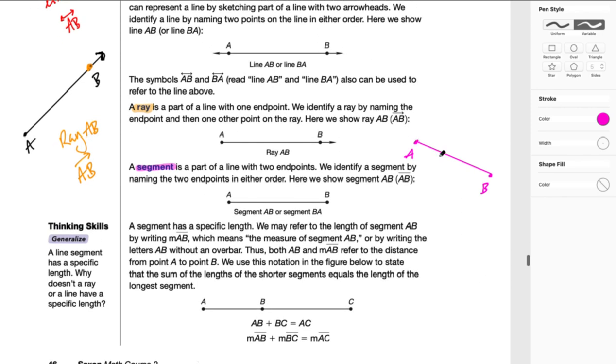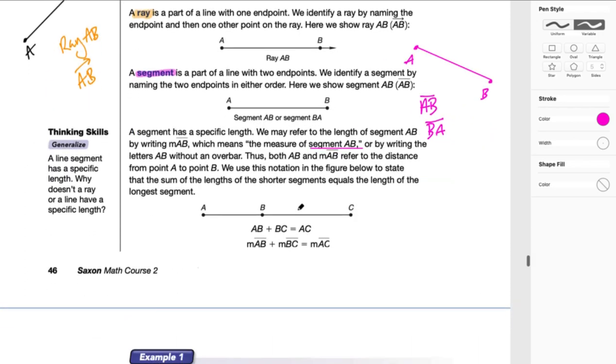And here is segment AB, which has 2 endpoints, and we can actually call this segment AB or segment BA. The order doesn't matter at this point. And the way we would write segment AB is AB with a line at the top or BA with a line at the top. Or of course, the words segment AB. So that's a lot of vocabulary words today.